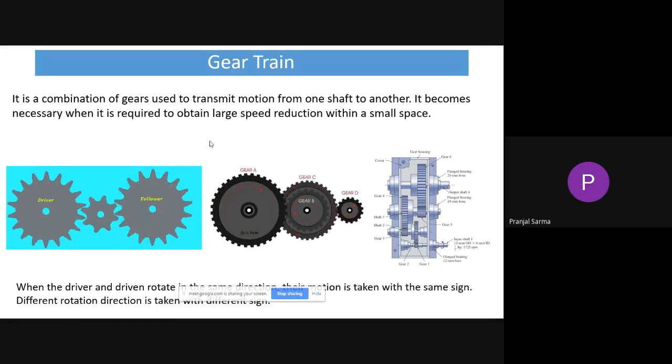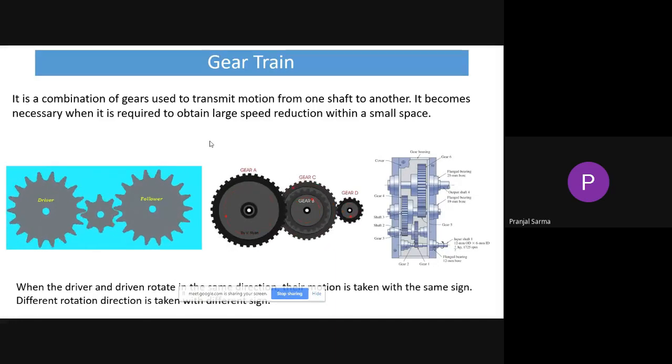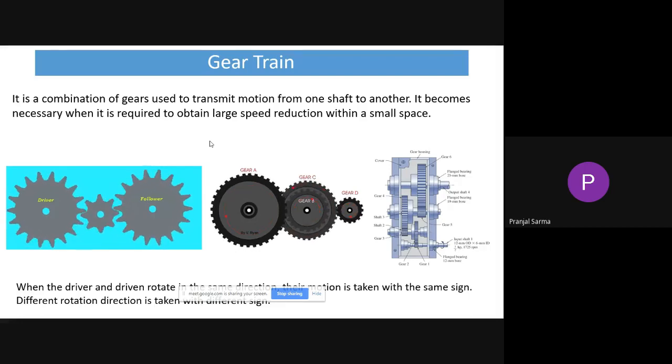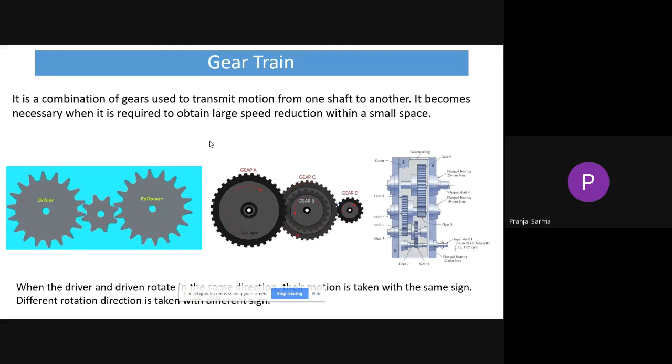After the last class, the gear part we have covered. There were all those things related to classification of gears, the different terminologies and nomenclature that we use, and similarly the path of contact, arc of contact, and contact ratio. What is the meaning of this contact ratio? If suppose it is 1.4 or so, how can we define it?